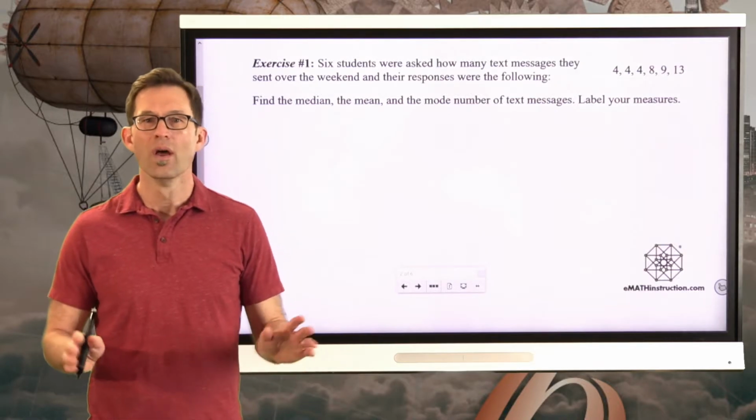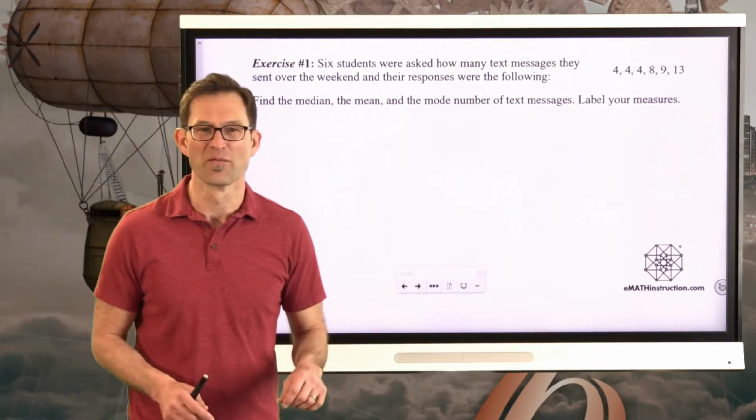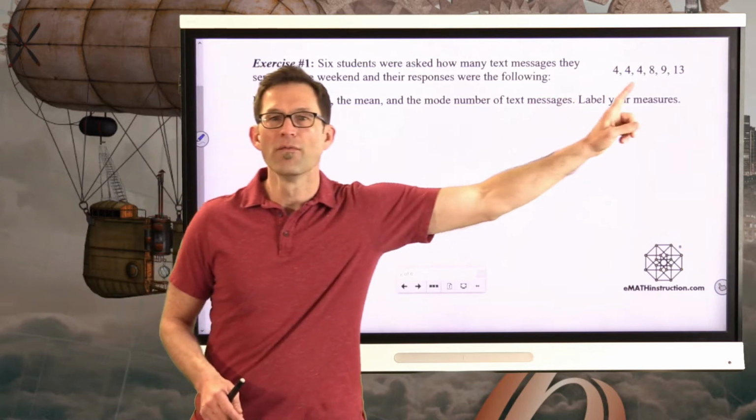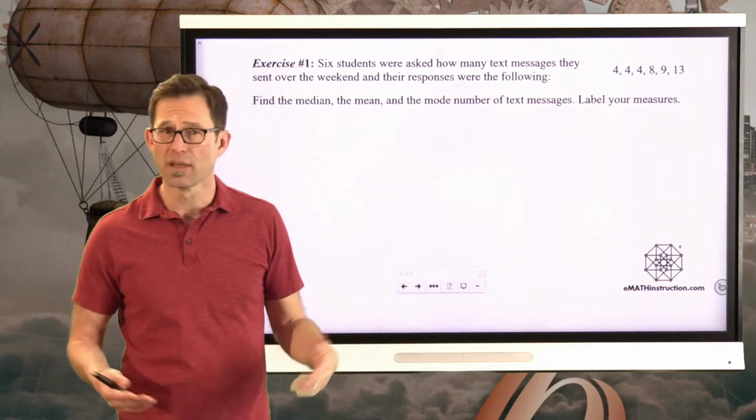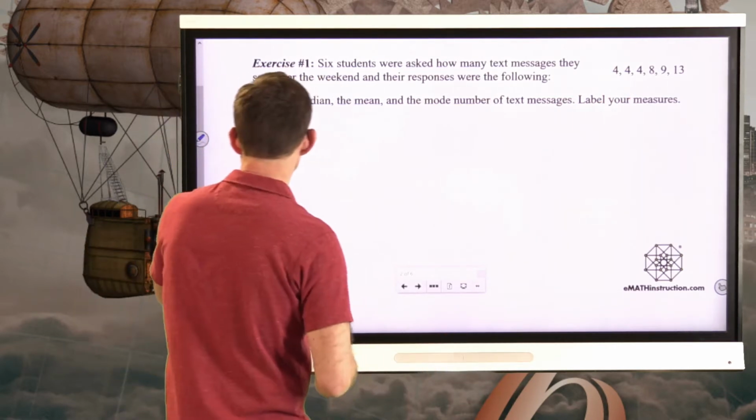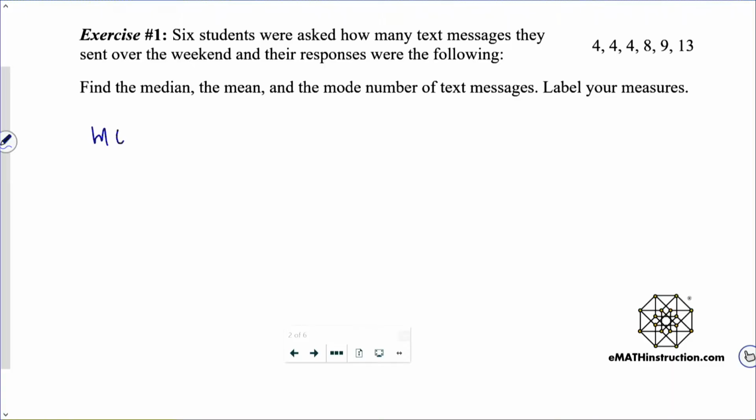All right, let's do it. I'm going to take care of the easy one first, the mode. 4 shows up 3 times in this data set. It shows up more than any of the other ones. So the mode, the one that shows up the most often, is 4.